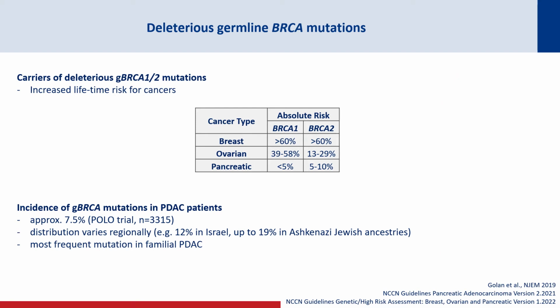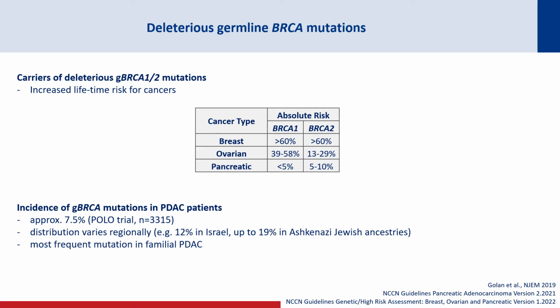Carriers of deleterious germline BRCA mutations have an increased lifetime risk for cancers. The lifetime risk of developing breast cancer is over 60%, and it's up to 58% for ovarian cancer and 5 to 10% for pancreatic cancer.